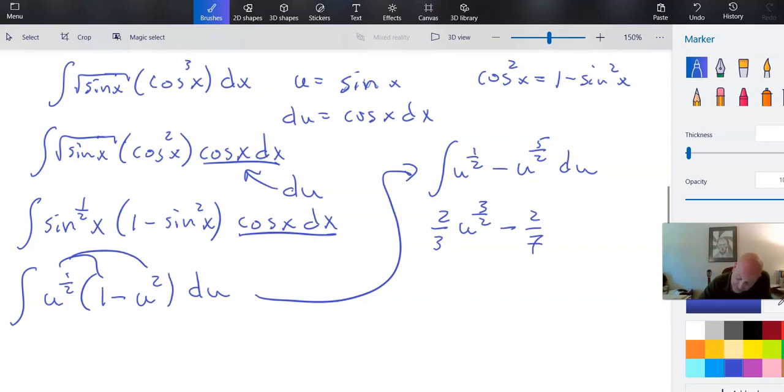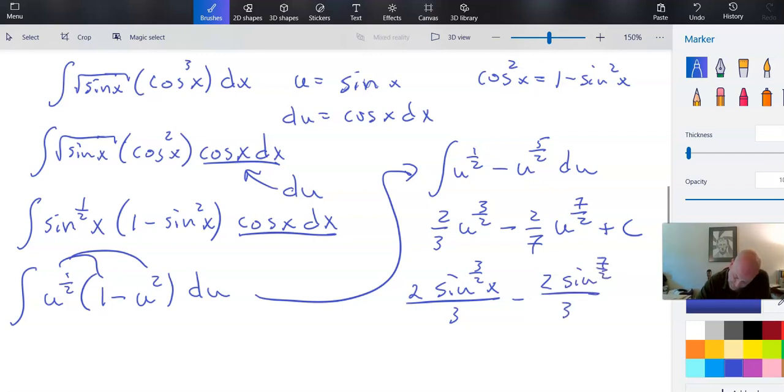So we'll have 2/7 u to the 7/2 plus a constant. And all we have to do is put in our sine x again. So this is now 2 sine to the 3/2 x over 3, or you can write 2/3 sine to the 3/2, either way, minus 2 sine to the 7/2 x over 3, and then plus a constant, right?